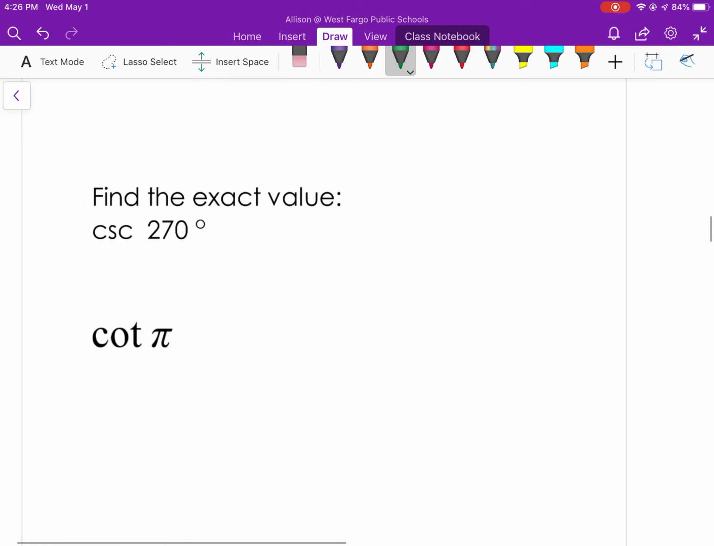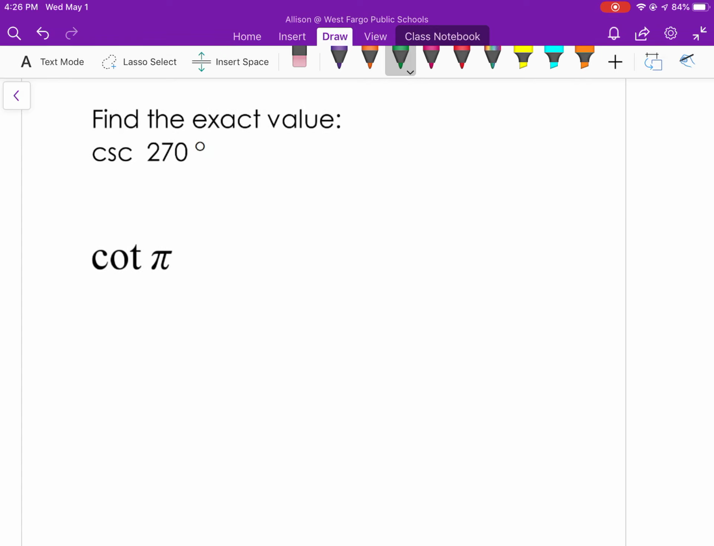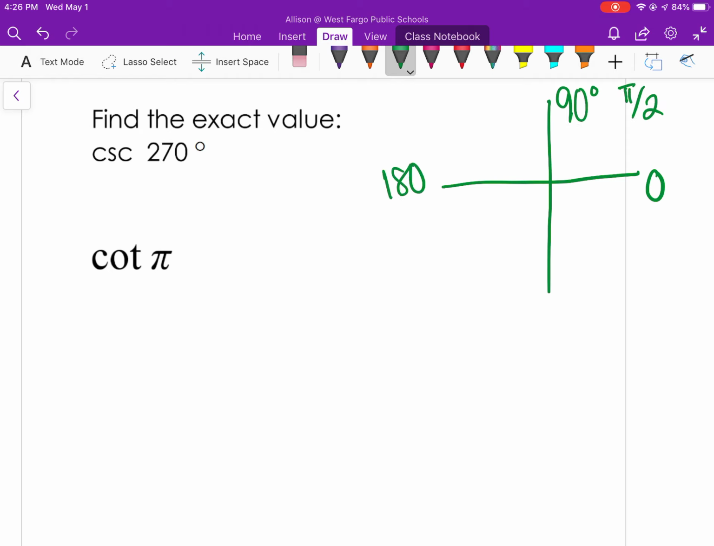All right. Find the exact values of these angles. Notice that 270 and pi, those are our quadrant angles. Our quadrant angles are 0, 90 degrees, or that's pi over 2, 180 degrees, or that's pi, 270 degrees, that's 3 pi over 2, or 360 degrees, and that's 2 pi.